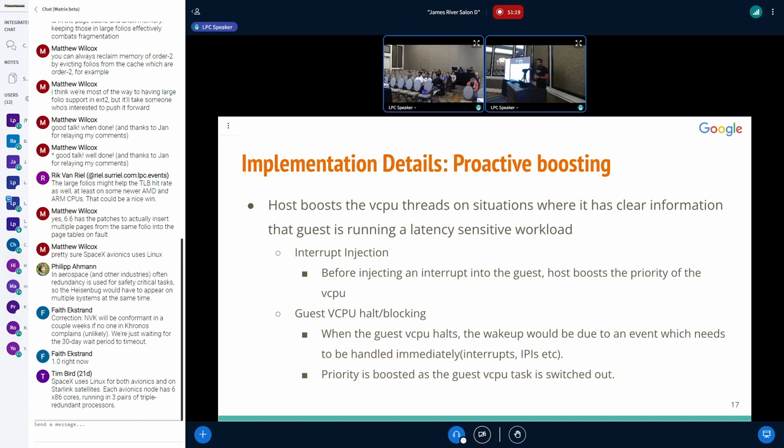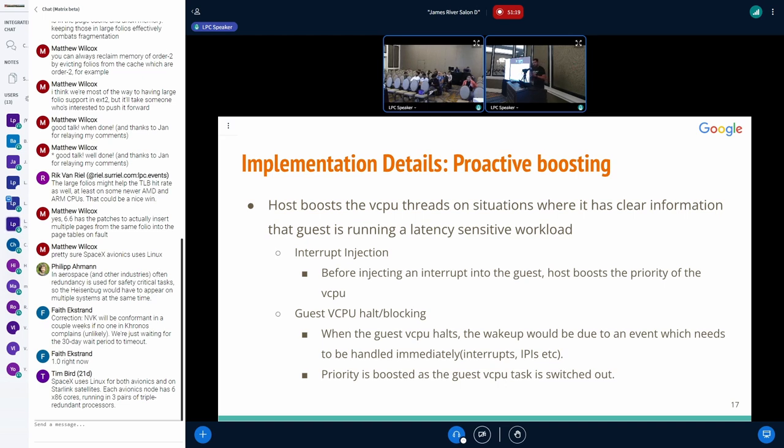We have to do proactive boosting as well in certain cases. Let me go over the two cases. One is when we inject interrupts into a guest. Say a vCPU is not running and the host took a guest interrupt. It now has to boost the vCPU before it can start running the interrupt, because the interrupt is important. So we boost the vCPU in advance. That's proactive in the sense that the host knows the VM is about to run something important, and it does the boosting.